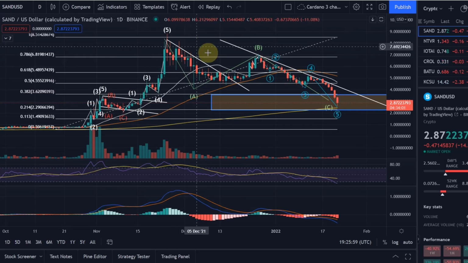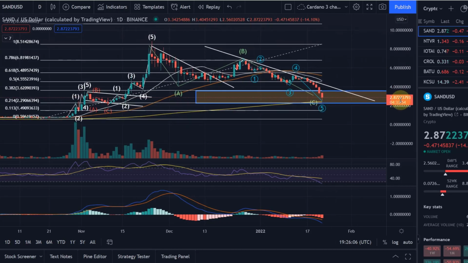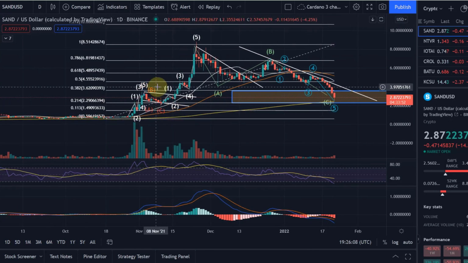Sand is finally correcting further down as well. It has also come here into my target area that I defined before, between the 0.618 fib level at 362 and the 0.786 fib level at 230. The Sandbox, we talked about a correction up here when it was around the $8 mark.